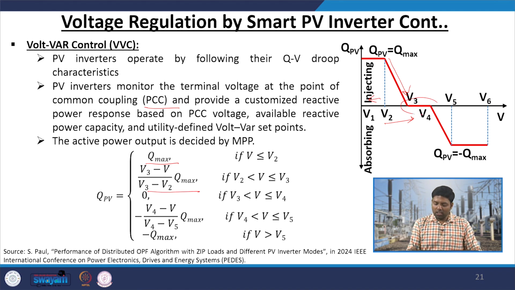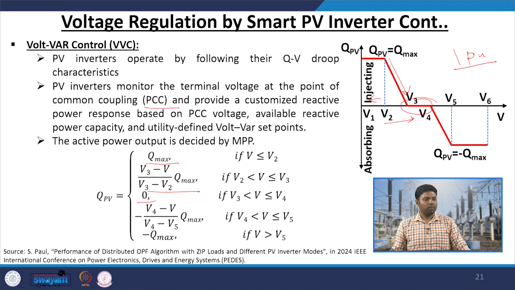When your voltage is at the rated voltage, that means it is at 1 per unit, at that time you do not need reactive power support. If you give reactive power support, then your voltage will go up. So, at that time your reactive power output will become 0.